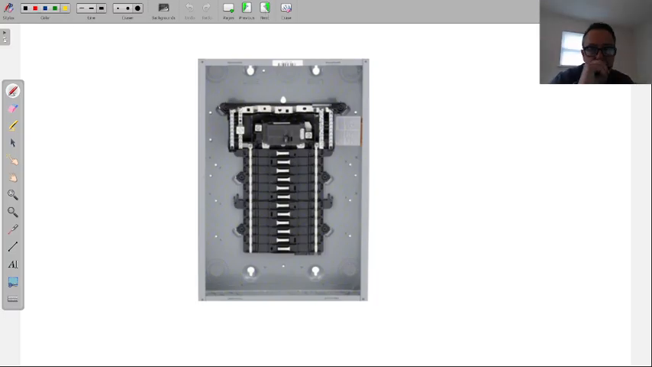Okay, so let's lay out the breakers here. We'll use this panel as an example. So we have our breakers, 1, 2, 3, 4, and then 5.